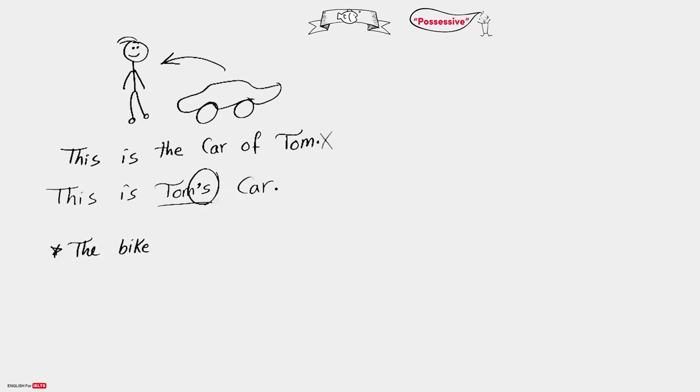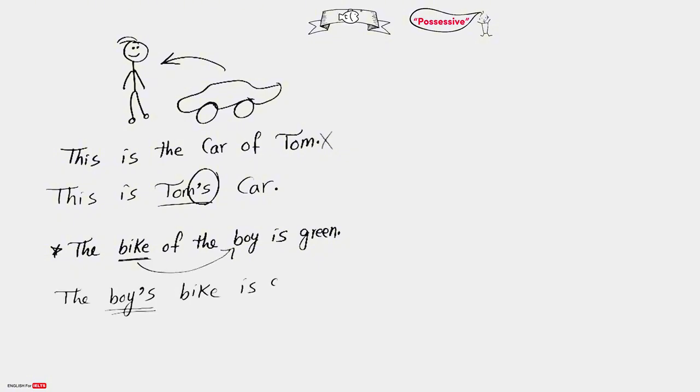Also, we don't say the bike of the boy is green. This bike belongs to this boy, right? So we would say the boy's bike is green. That's more natural. We add apostrophe S to the boy to show that he has the bike.